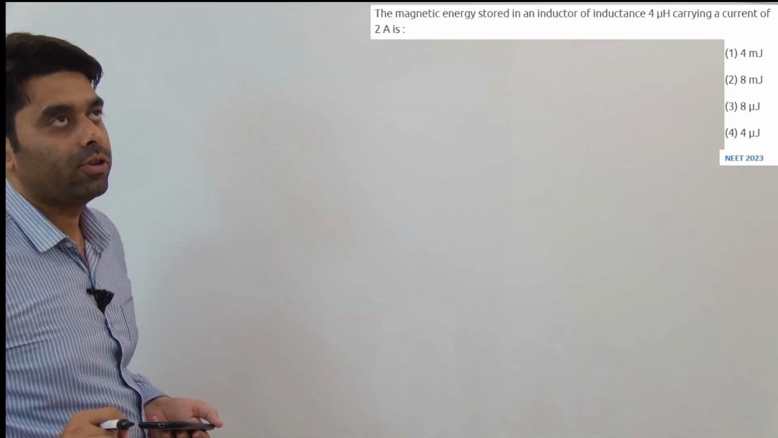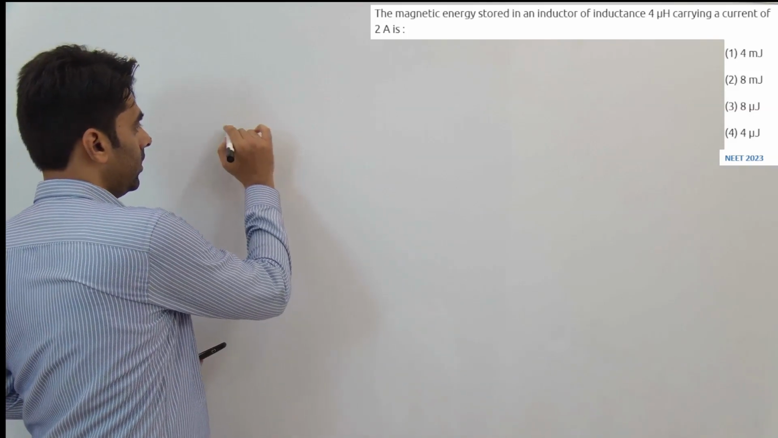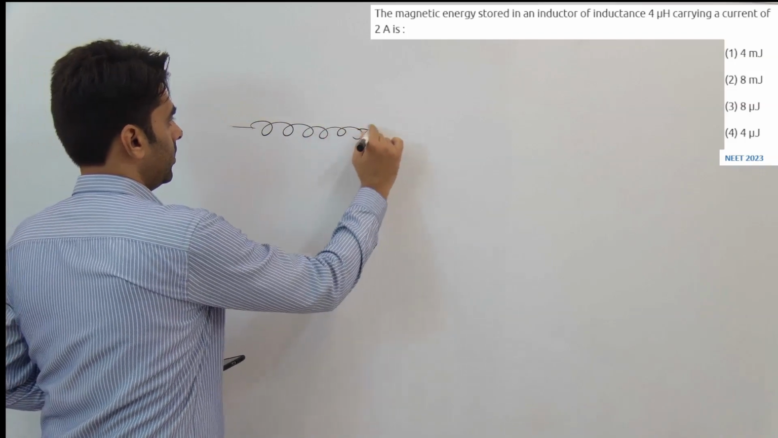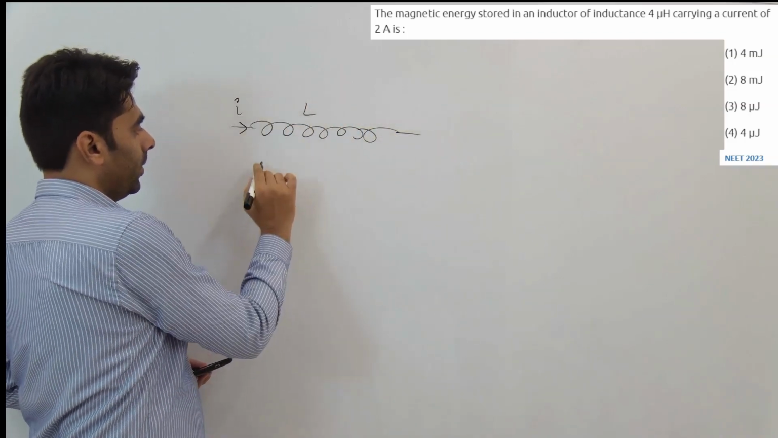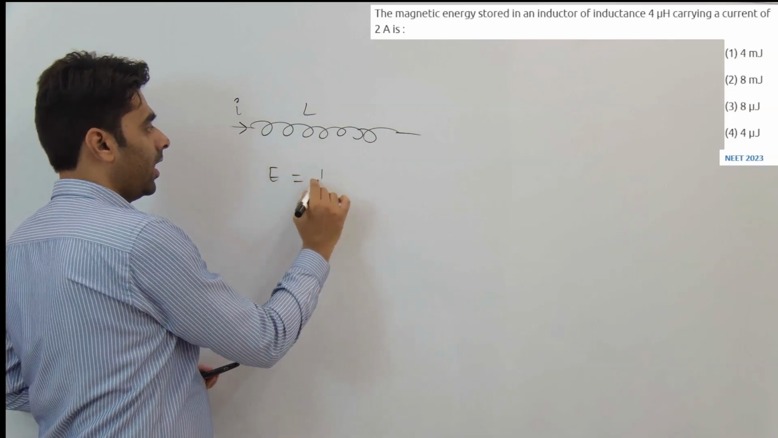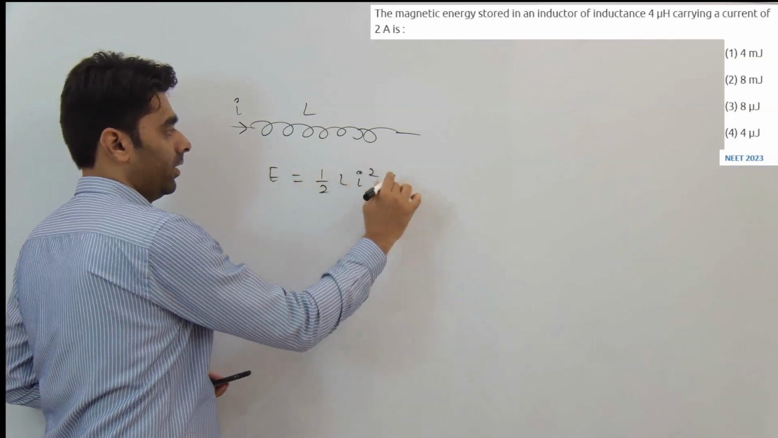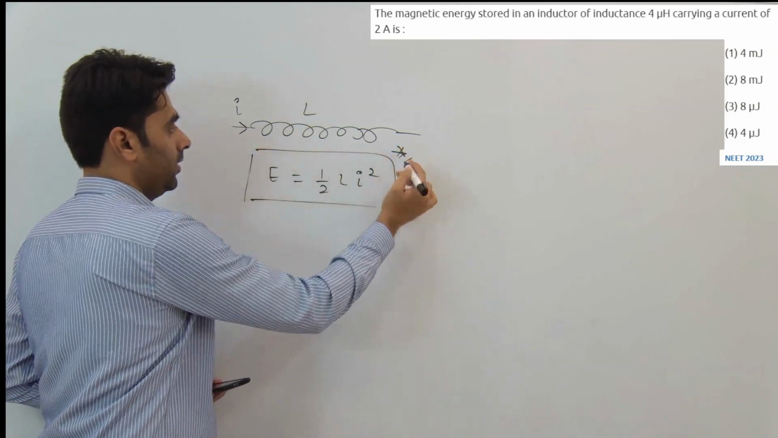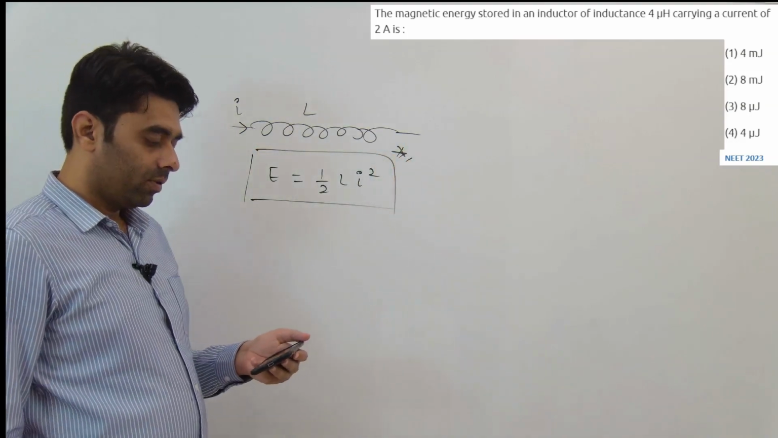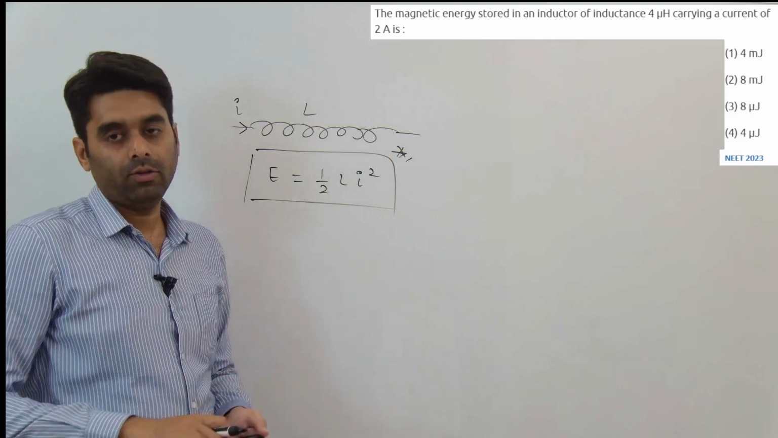What is our relation for magnetic energy in an inductor? Let's say our inductor is there, inductance L and current flowing through it is I. Magnetic energy is given as half LI square, right? This is our relation, half LI square, energy in an inductor. Your L value is given 4 microhenry and current is 2 ampere.